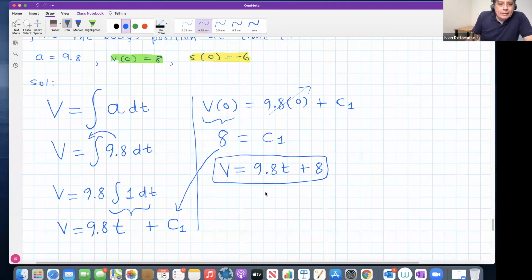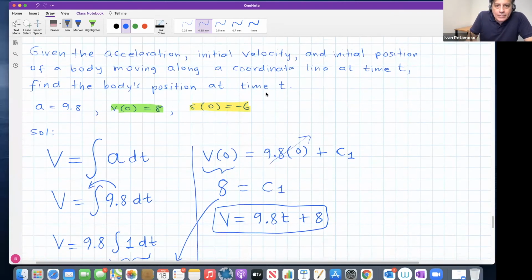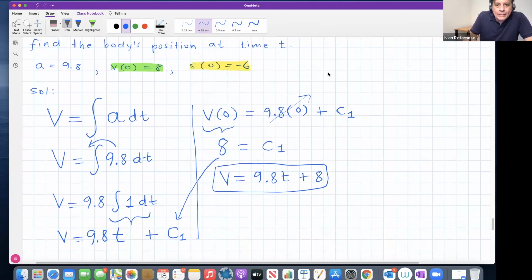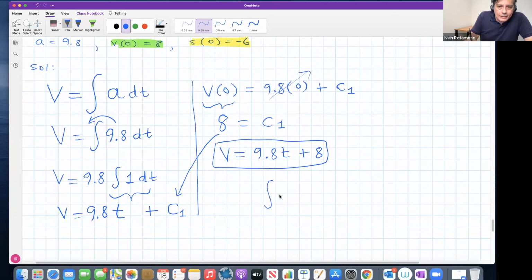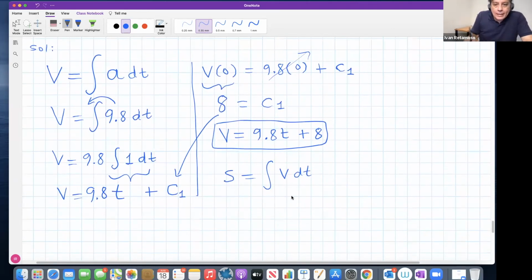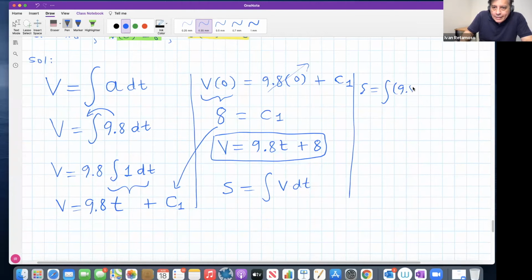Now, it's not over because I have to find now the position function, right? At any time. So now take this velocity function, integrate it, and go backwards to the position function, right? So take the antiderivative of the velocity to go to the position function. So now I have there, this should be equal to the antiderivative of 9.8 times t plus 8 dt here. This is s, right, the position function.